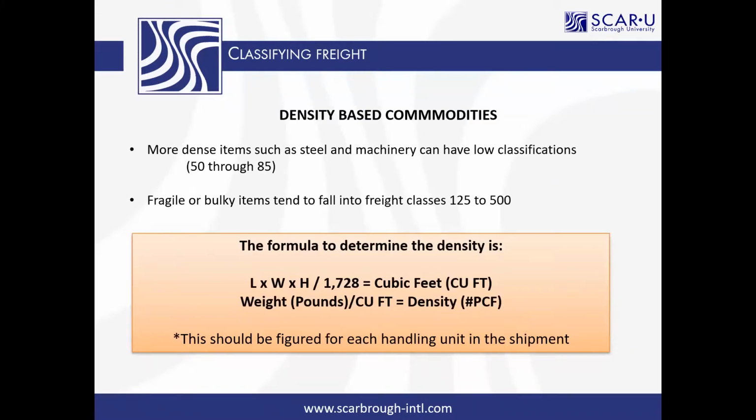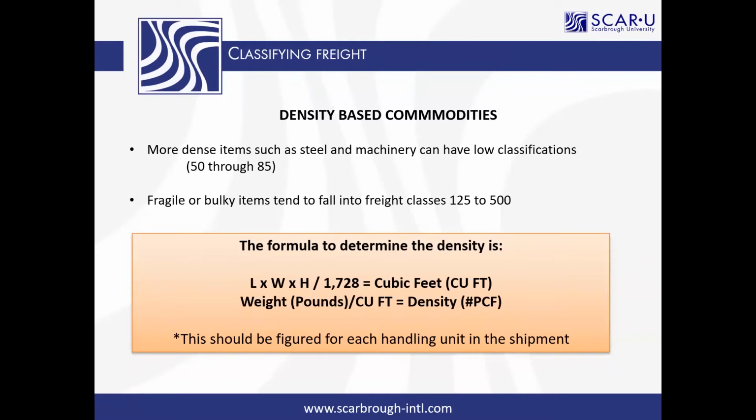So we'll look at the density-based items for classification just because they're a little bit more complicated. Some commodities don't require density to determine their class. Some commodities are just a straight class. For instance, if you're shipping alcohol, it's a straight class. It doesn't matter what the pounds per cubic feet is. It's the same class regardless of what the density equals out to. Other commodities do require the class to be determined by density. So we'll go through that example here.